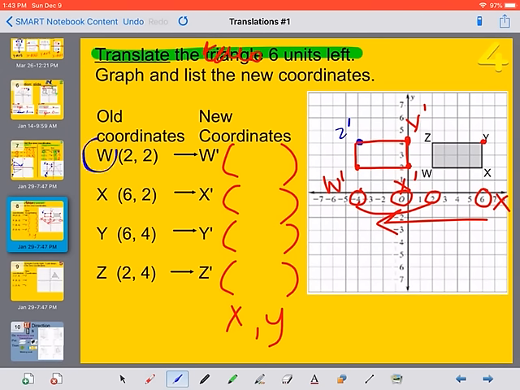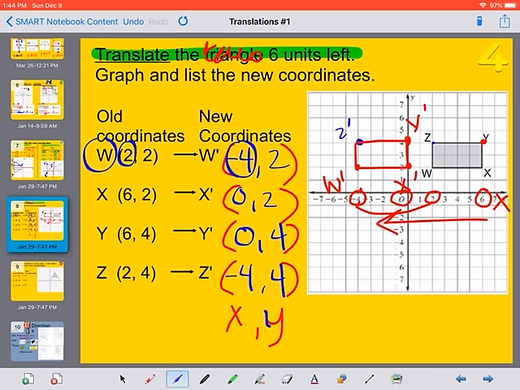So for example, they want w first. W was at 2, 2. Well, now we're at -4, 2, because we took our x coordinate and moved it 4 spots to the left. Then our x coordinate, we were at 6, 2, but now we're at 0, 2. Y was at 6, 4, but now we're at 0, 4. And then z was at 2, 4, but now we're at -4, 4.